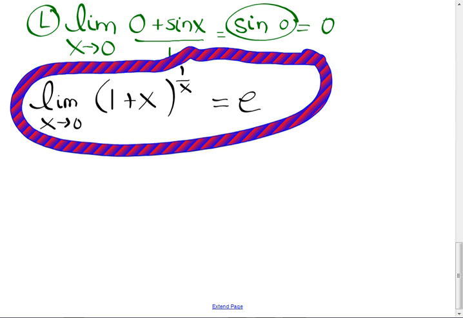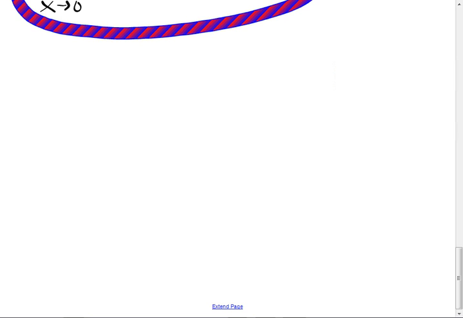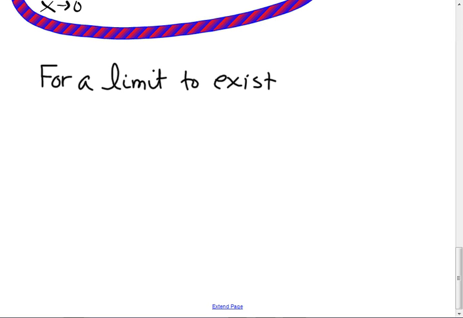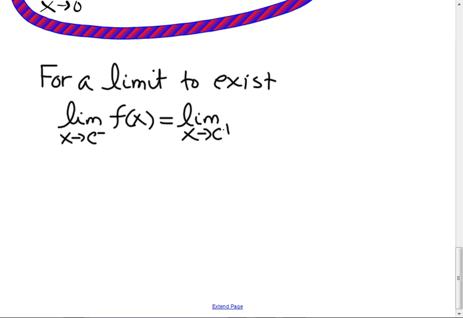Okay, one last thing about limits. These are just regular limits. What has to be true for a limit to exist? Very good. For a limit to exist, the limit from the left of c, so x approaches c from the left, of f of x must equal the limit as x approaches c from the right.